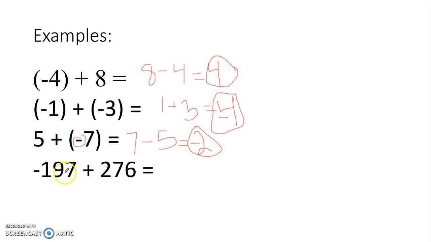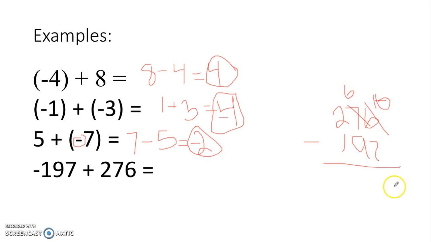And then last but not least, we have negative 197 plus 276. So the signs are different. So what do we have to do? We have to subtract. So 276 minus 197. So we have to borrow because you can't take away 7 from 6. So we get 16. There we go. Sorry about that little mix up.